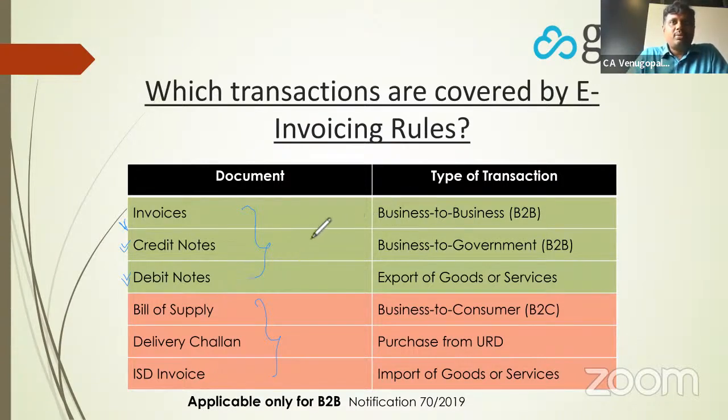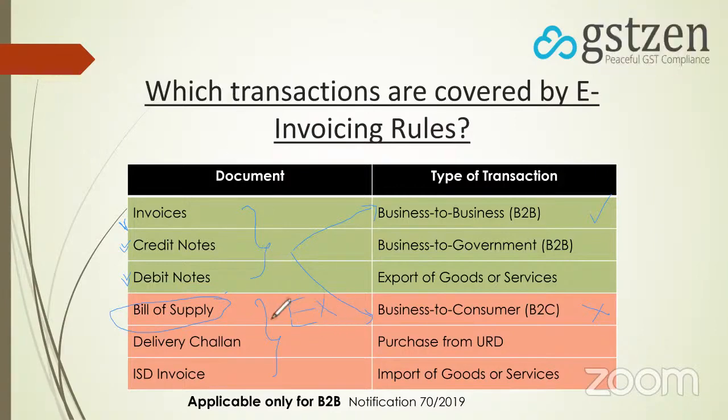Second, if an invoice is issued to a B2B, e-invoice is applicable. If the invoice is issued to B2C, e-invoice is not applicable. That means for supply transactions between B2B, e-invoice is applicable. Between B2C, it is not applicable. Next, e-invoice is applicable only for a tax invoice. A bill of supply would be issued for an exempted supply, and e-invoice is not applicable for an exempted supply.